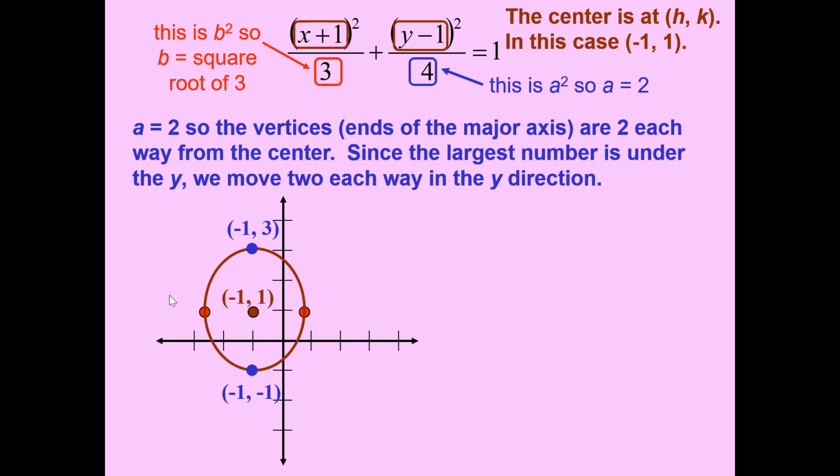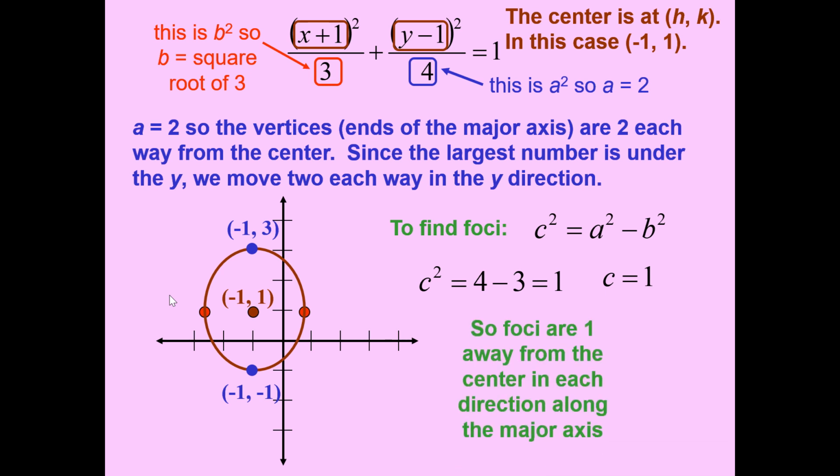So we have our a and our b, and we can find our c here. c squared is equal to a squared minus b squared, which is 1. c is 1, spread out over the major axis. So going up 1, going down 1. So that's where our foci are.